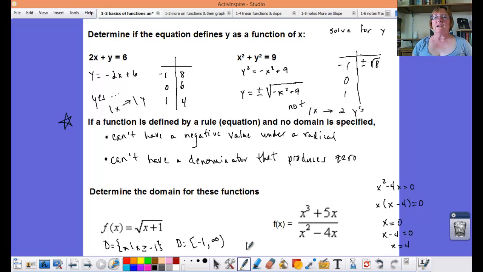If I were going to write that in the set builder notation, which to me is the easier way, I want all x such that x is not equal to 0 and x is not equal to 4.